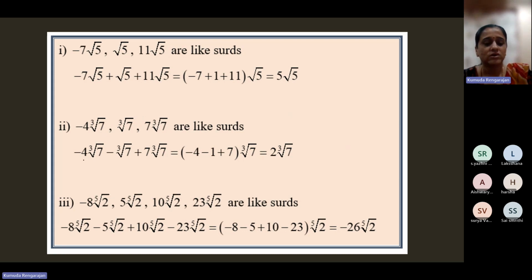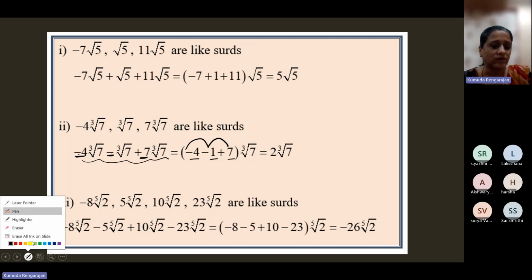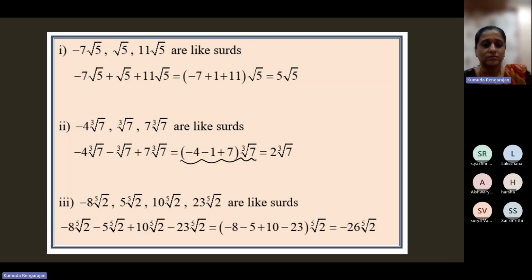So if you were to simplify this, cube root of 7 is common. So we have minus 4, minus 1, plus 7 in the bracket. Minus 4, minus 1 is minus 5, plus 7 is 2. So 2 cube root of 7. You can write it straight away. You don't have to show this step.